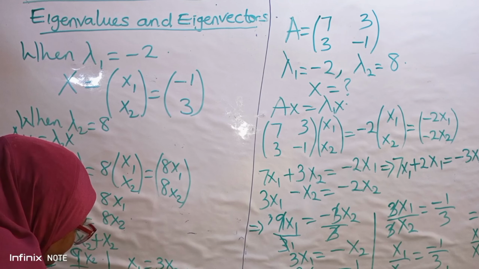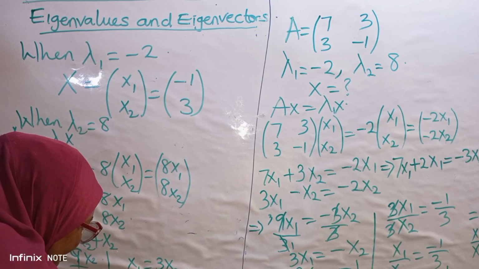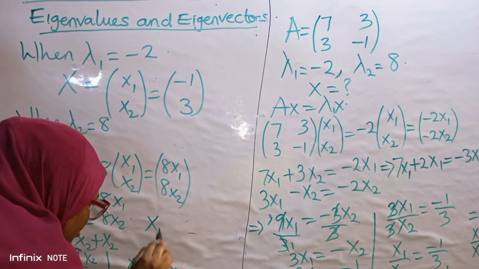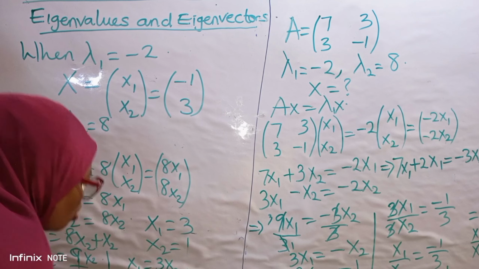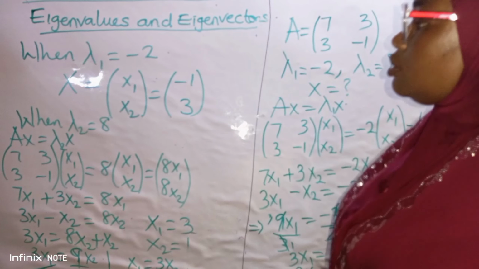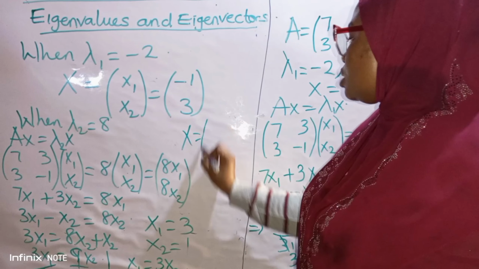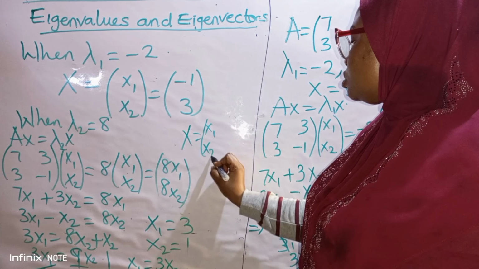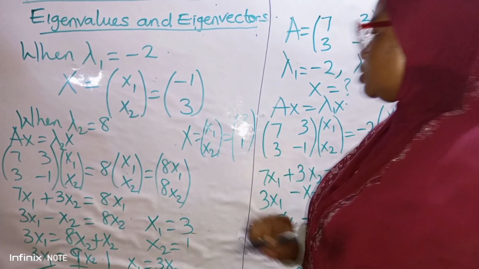That will be x1 over x2 is equal to 3, and it's still over 1. So that means my x1 is equal to 3 and x2 is equal to 1. So from here, I can say that when lambda 2 is equal to 8, then x, which is x1, x2, is equal to 3 and 1.